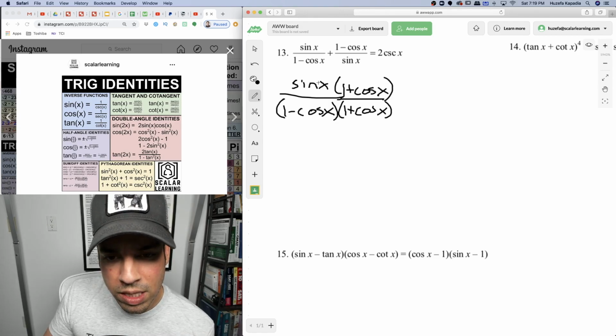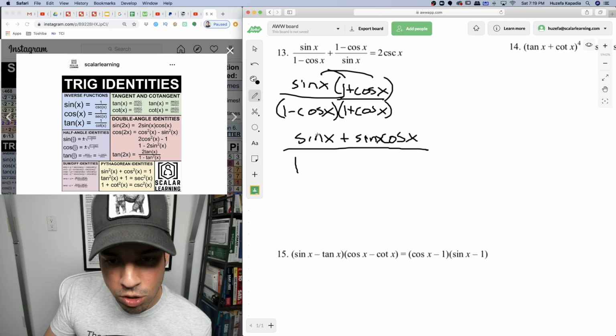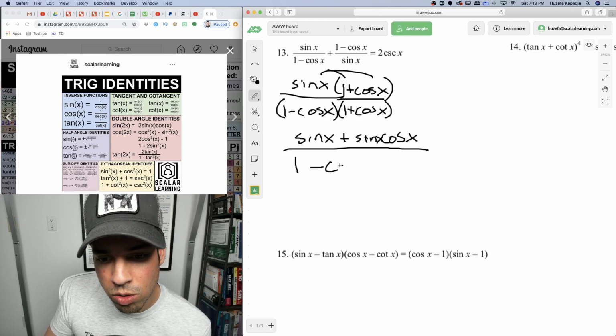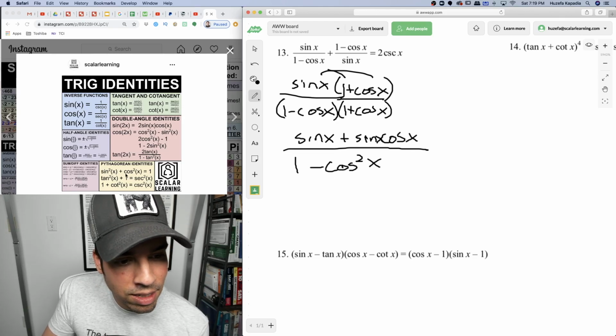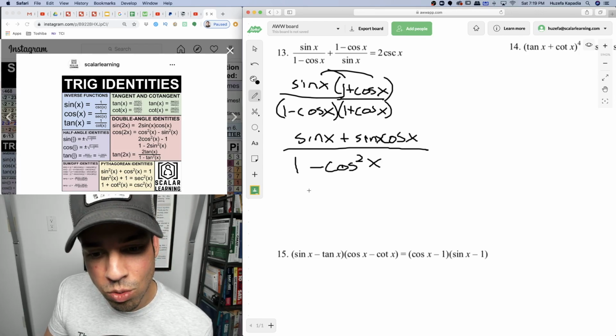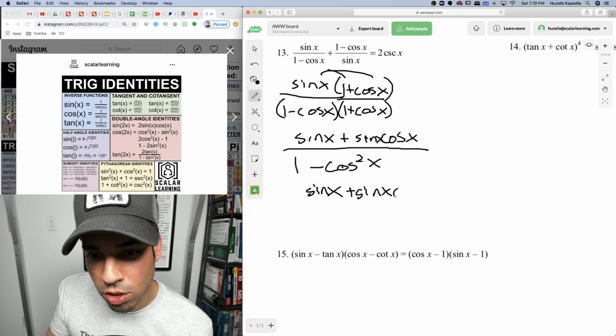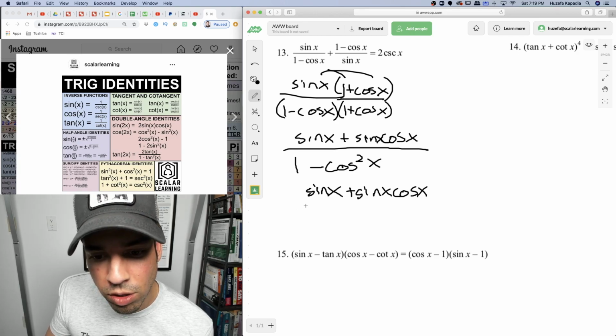The reason why is because this is going to be whatever, sine of x plus sine cosine. But this is going to be very interesting. This is going to be 1 plus cosine of x minus cosine of x. They cancel out. Minus cosine squared of x. And again, this uses this Pythagorean identity. 1 minus cosine squared x is actually sine squared x. So check this out. I got sine of x plus sine of x cosine of x. Probably shouldn't have distributed that sine, but that's okay.